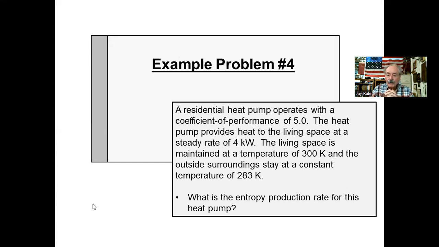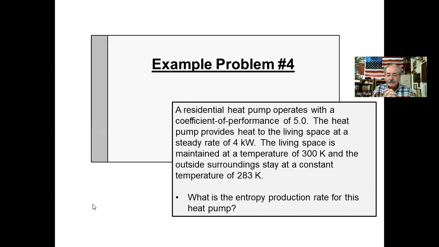Example problem 4, a residential heat pump. A residential heat pump operates with a coefficient of performance, a COP, of 5. The heat pump provides heat to the living space at a steady rate of 4 kilowatts. 4 kilowatts of heat is being added inside the house that needs to be heated.